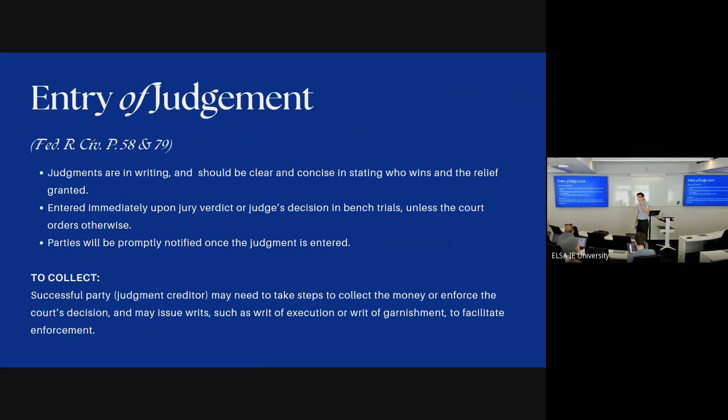At the end of the trial, an entry of judgment is made. It's in writing, clear and concise, and it basically says, here's who wins and here's what the relief is. And it's entered immediately upon verdict or the decision. And then you'll be notified. I mean, we're going to read it in open court. We're going to tell you while you're standing there what the decision is. The successful party, this is something you don't actually do, but this is how you collect.